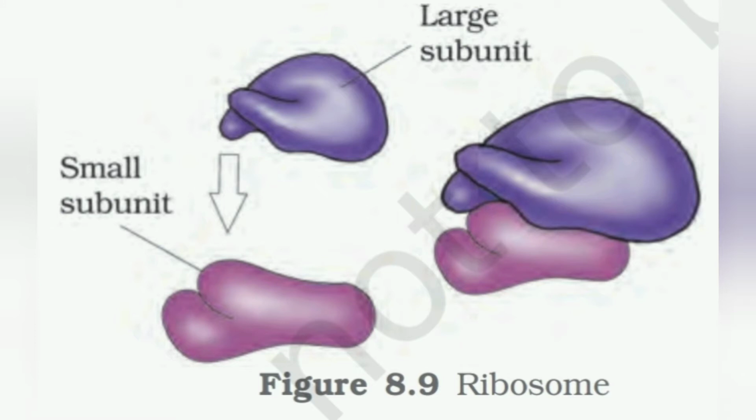Here is the structure of the ribosome, representing its larger unit and smaller unit, which combine to form a structure known as the ribosome. If it is 80S, then the larger unit is 60S and the smaller is 40S. If it is 70S, the larger is 50S and the smaller is 30S. So these are the ribosomal particles, which do not have any membrane. They are just made up of RNA and protein.